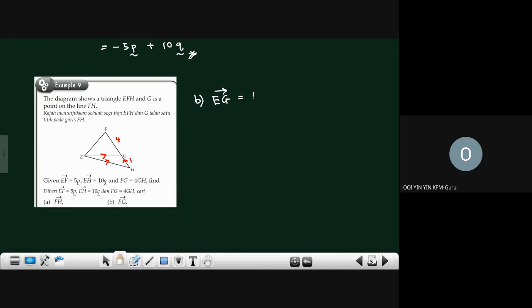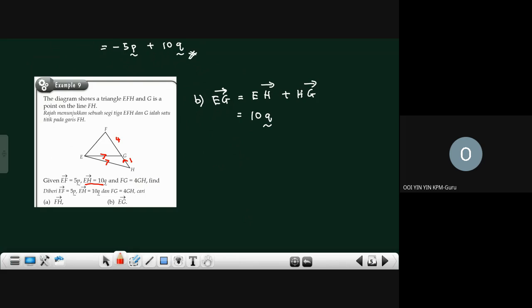Follow here, it is E to H plus H to G. EH, we already have this one, it is 10Q. It is in your question, remember? Your EH is 10Q. This one is no problem. The problem is your GH.